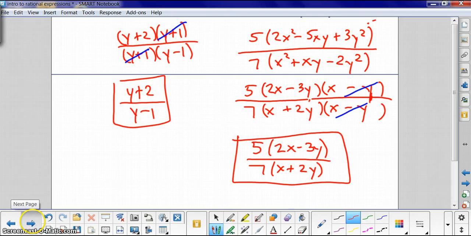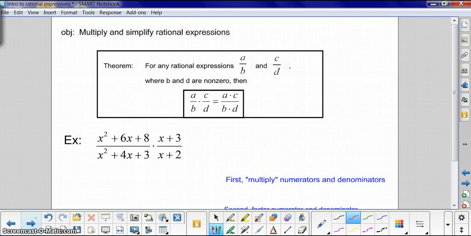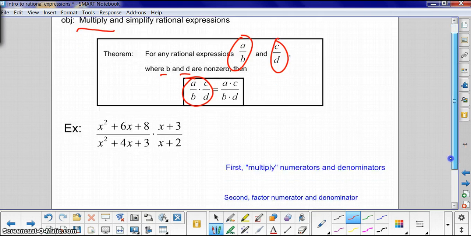Let's keep it going. Alright, the next objective now is going to be quote-unquote multiply and simplify rational expressions, and we need to make sure that we know how to multiply fractions. Here's a fraction, here's a fraction. If I want to multiply those two fractions together, assuming b and d aren't 0 because you can't divide by 0, multiplying fractions is the easiest thing to do with fractions. Simply multiply the numerators together, a times c, divided by, multiply the denominators together, b times d. And that's it. There's your product of two fractions.